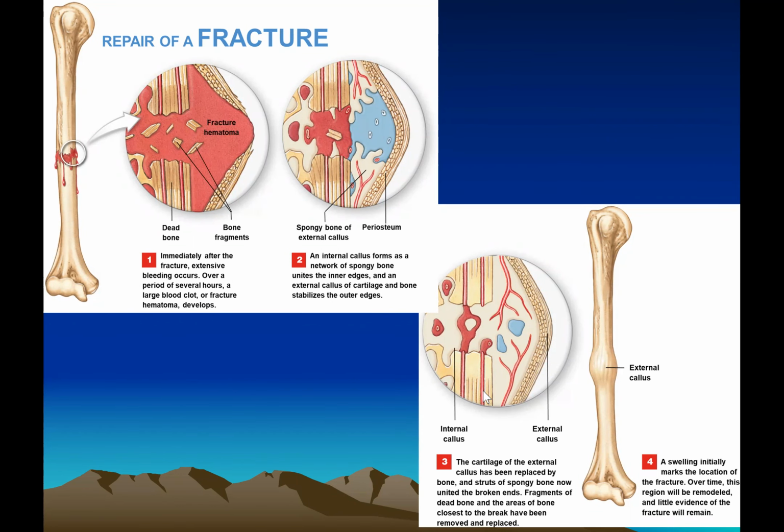Fragments of dead bone and all the other debris have been phagocytized. So initially, when the bone heals, you can see that bump. The external callus is still seen, but over a period of time, there's more remodeling of bone that will happen that will shave off this bump.